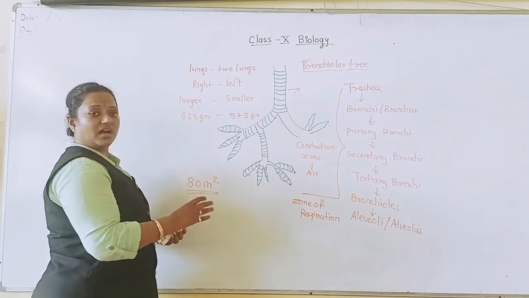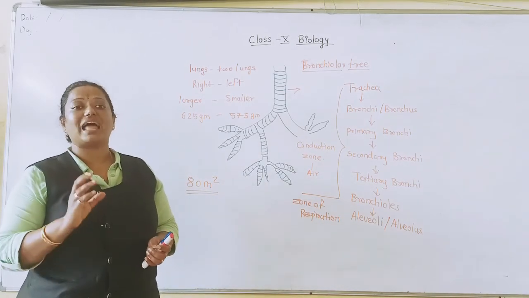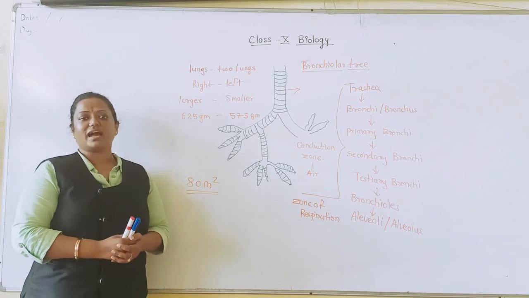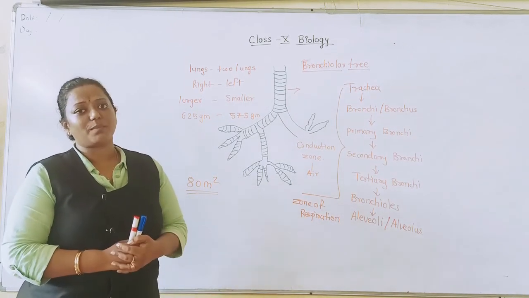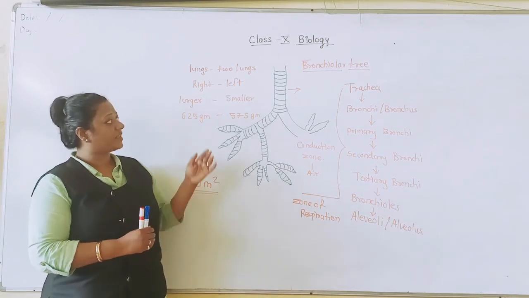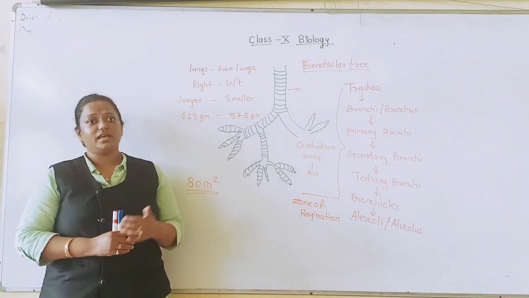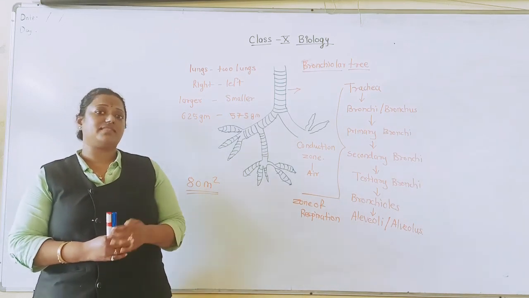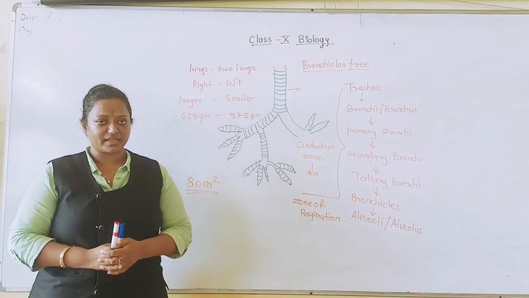We will see the special structure of the alveoli in detail in the further class. For today, I have explained to you all about the trachea, the ribs and the bronchiolar tree. In further classes, we will move ahead with the lungs and the alveoli. Thank you so much.